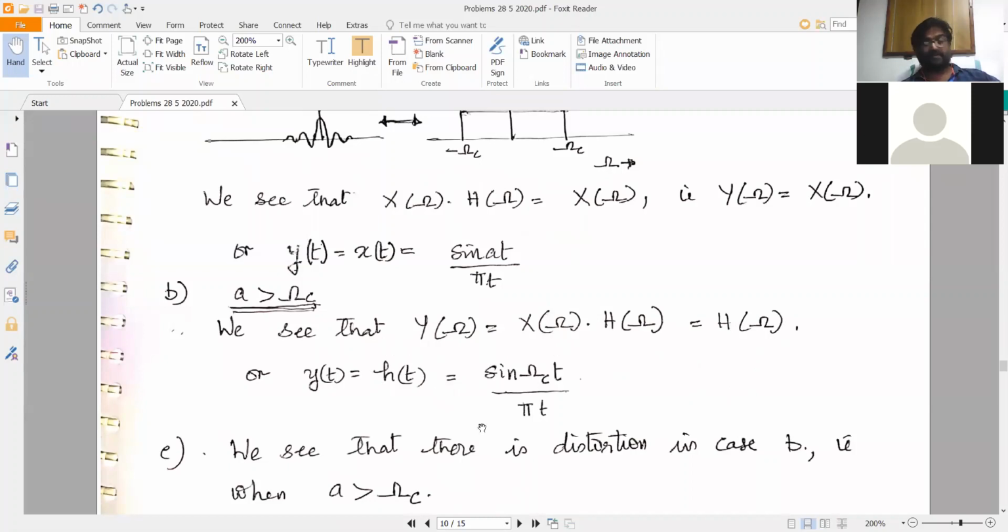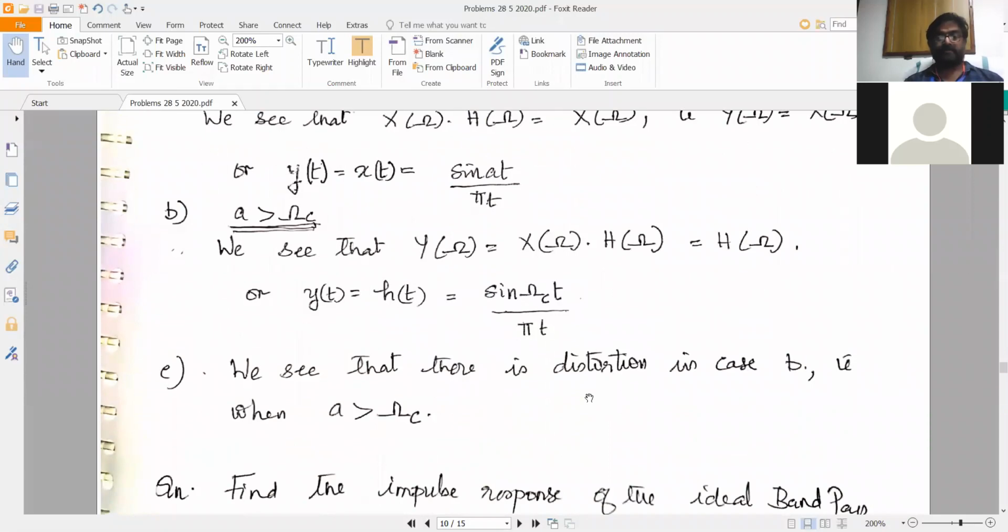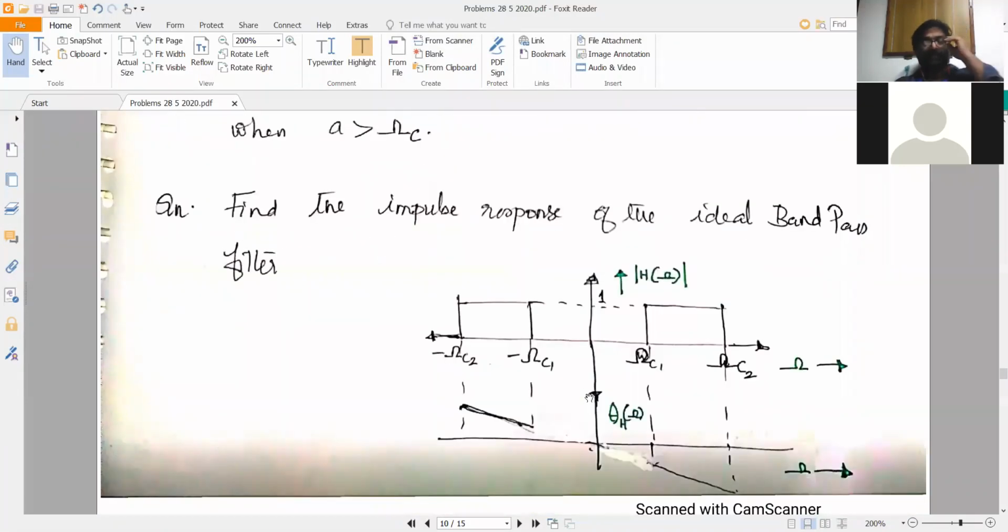So therefore y of t is equal to h of t, which is equal to sin(omega c t)/(pi t). So when the input was sin(at)/(pi t), the output is sin(omega c t)/(pi t), which means the output is now distorted. So in case B, the output is distorted. Anyhow, it's very obvious that the signal has frequency components that do not lie in the passband. So therefore, you have a distortion for case B. Is that clear?